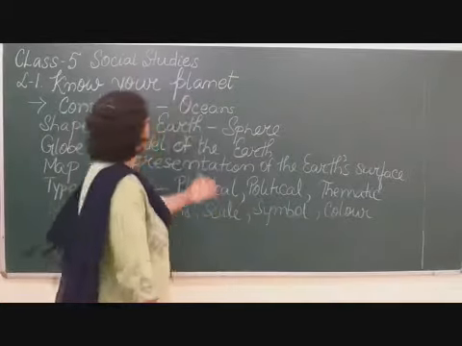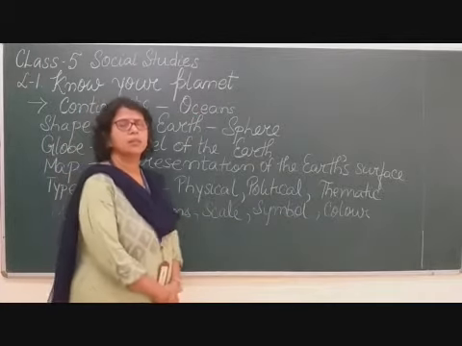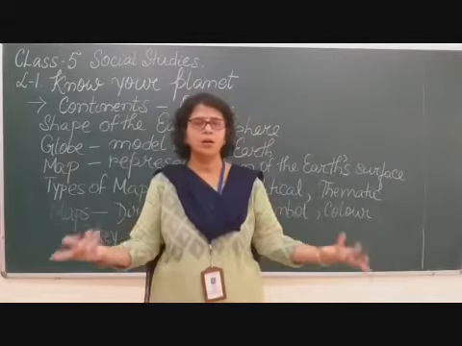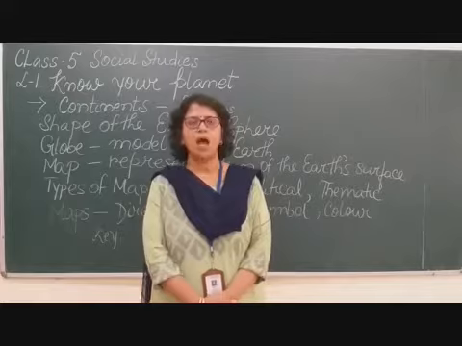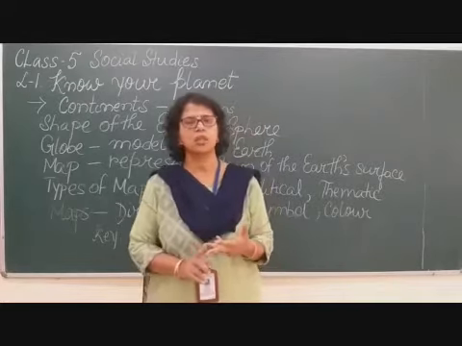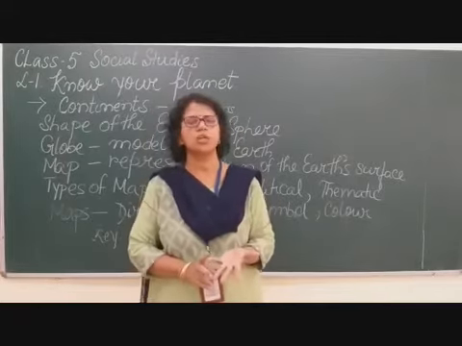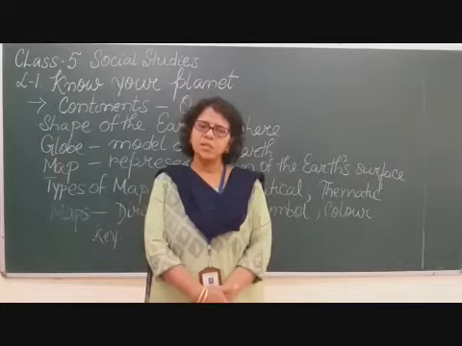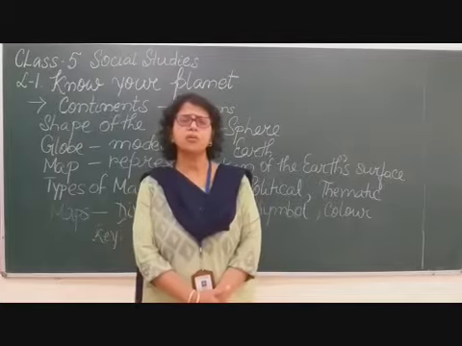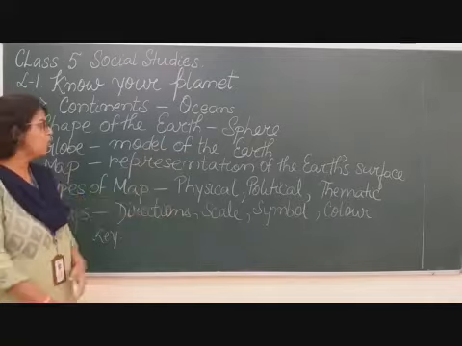Then we have the large water bodies which are called oceans, and the names of the different oceans we have already discussed. I think you have learned it by heart now. The largest one is Pacific Ocean, then we have Atlantic Ocean, then Indian Ocean by the name of our country, then Arctic Ocean, and the Southern Ocean or Antarctic Ocean. So these are the different land masses, the continents, and the water bodies, the oceans.